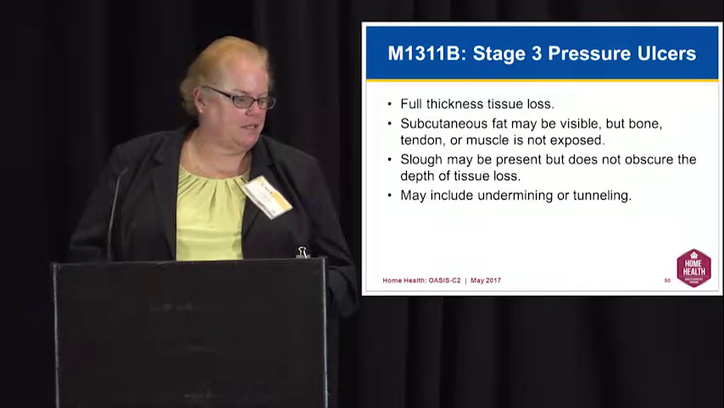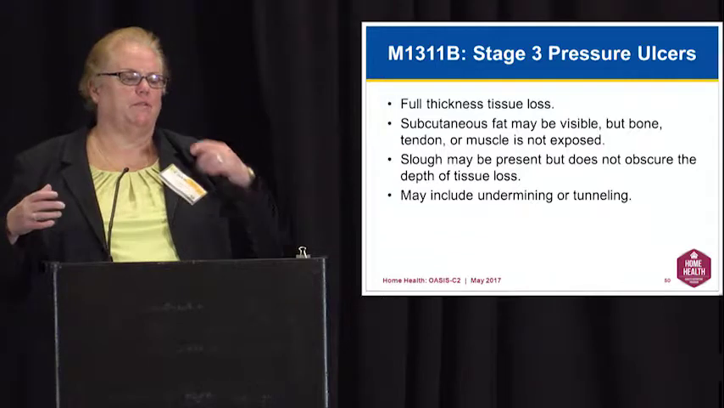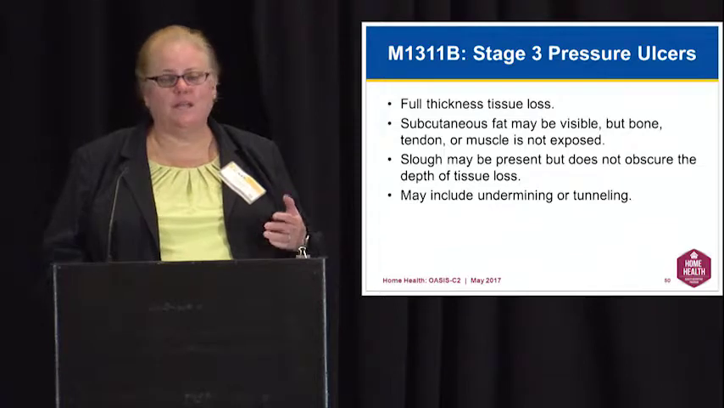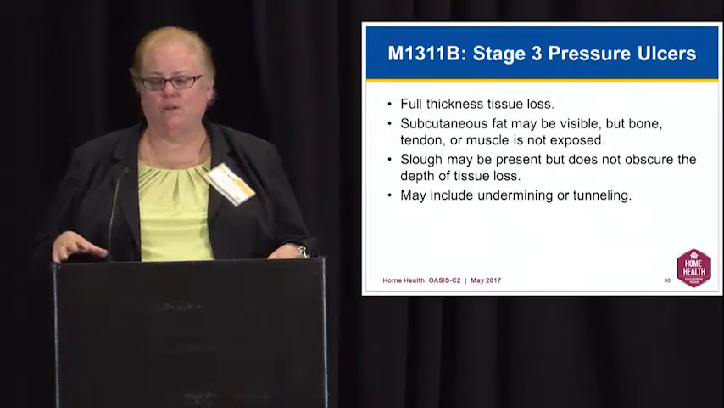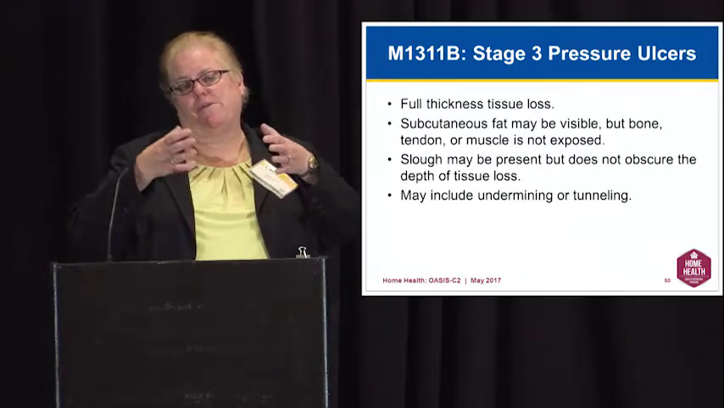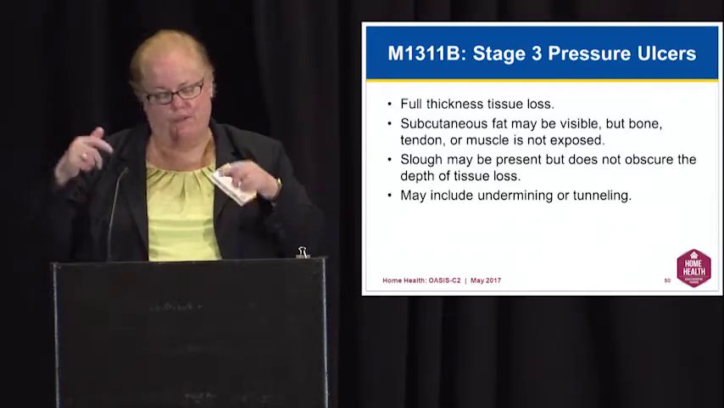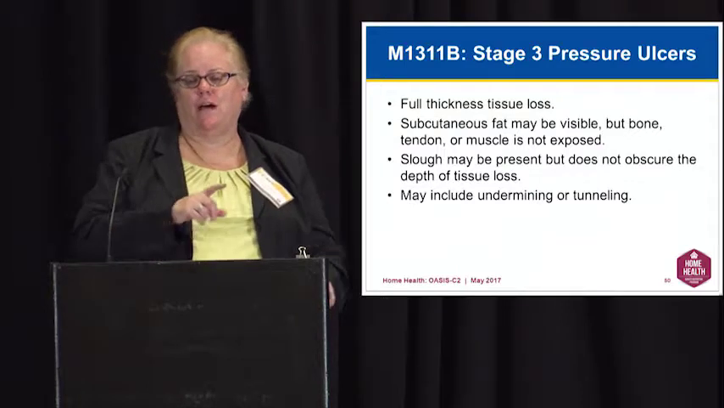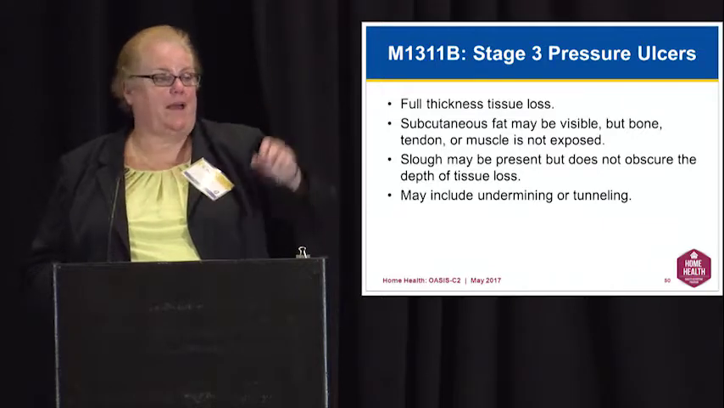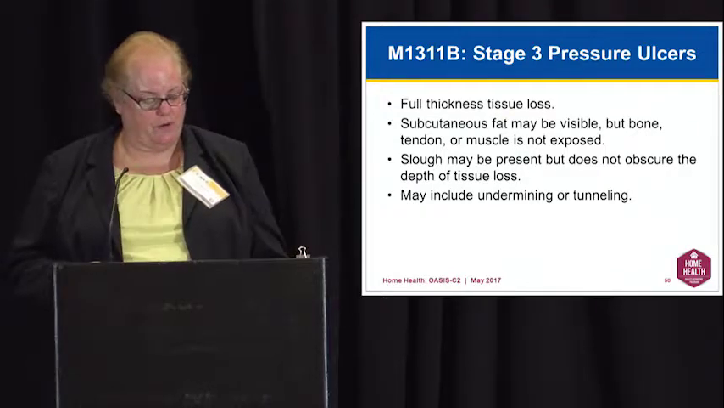Slough may be present, but does not obscure the depth or the tissue loss in the area. So if it was completely covered in slough, you would have to say unstageable due to slough or eschar, and we're going to talk about that one. And then in a stage 3, it may include undermining or tunneling. So you may have a wound that presents as 4 centimeters across and 3 centimeters down, and maybe 3 by 3, and then maybe another 3. But then it could have tunneling, and you could have 4 centimeters of tunneling. So it's just important to understand that that's certainly a potential with a stage 3.